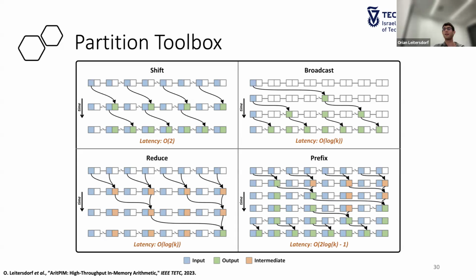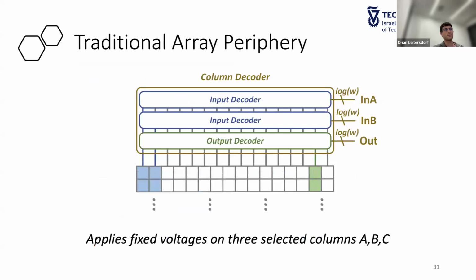So now that's the theoretical background for what we were trying to do with partitions, but then the question comes, how do we implement that in the periphery? And for that, let's take a look at a standard array periphery. And by standard, I mean a MIM PIM crossbar, but before we added partitions. So this standard crossbar, what does it need to support? It needs to support choosing 3 columns arbitrarily, and then applying the corresponding voltages. You need to apply 2 input voltages and 1 output voltage. And how can we do that?